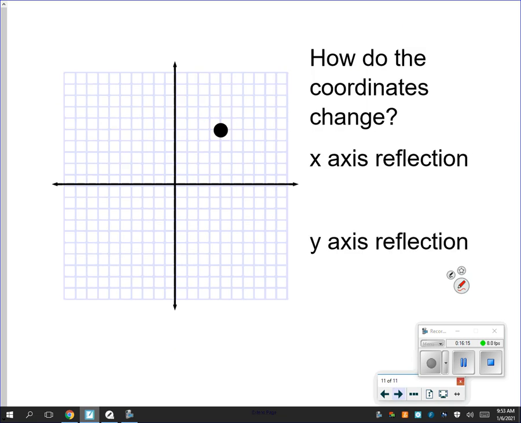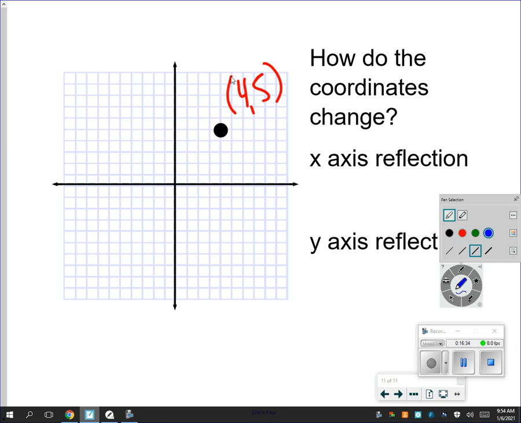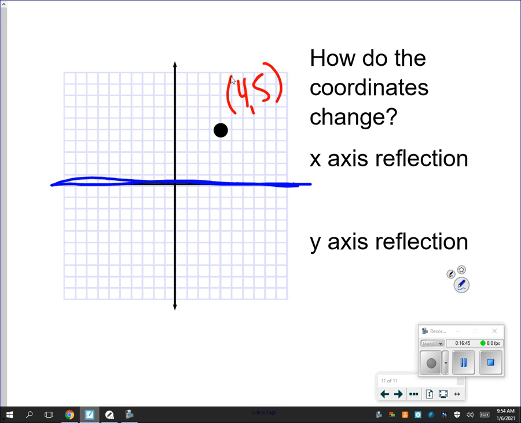Alright, so let's look at these coordinates, what happens. So I've got this coordinate here, and it's currently living at 1, 2, 3, 4, 1, 2, 3, 4, 5. So it's currently living at 4, 5. And we're going to do the next flip. So I'm going to start with doing the x-axis reflection first. So that means that's going to be an up-down flip. So I got my line highlighted. It's 1, 2, 3, 4, 5 away. So that means on the other side has to be 1, 2, 3, 4, 5 away. And it now lives there at the coordinate 4, -5.